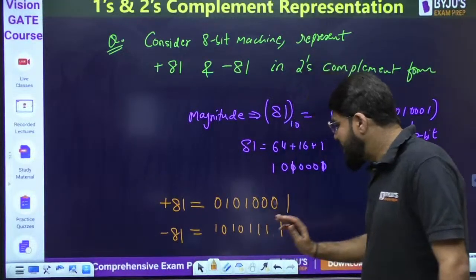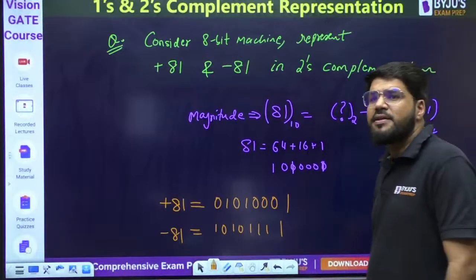Okay, 10101111. That is what it is. So that is minus 81. Clear? That is known as minus 81.